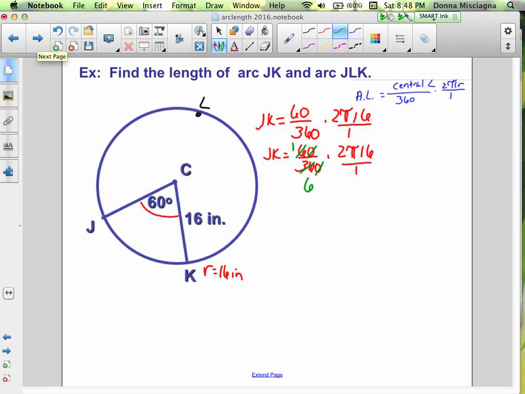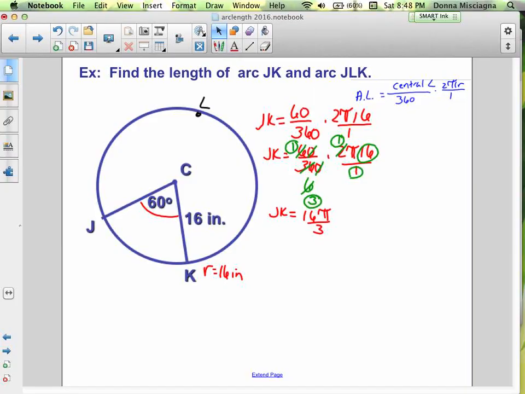2 and 6, I could reduce the 2 and the 6. 2 divided by 2 is 1. 6 divided by 2 is 3. And now 16 and 3 don't have anything in common. So we've got a 1, a 1, a 16, and of course the pi in the numerator, and a 3 and a 1 in the denominator. So that means that the length of arc JK is going to be 16 pi thirds.